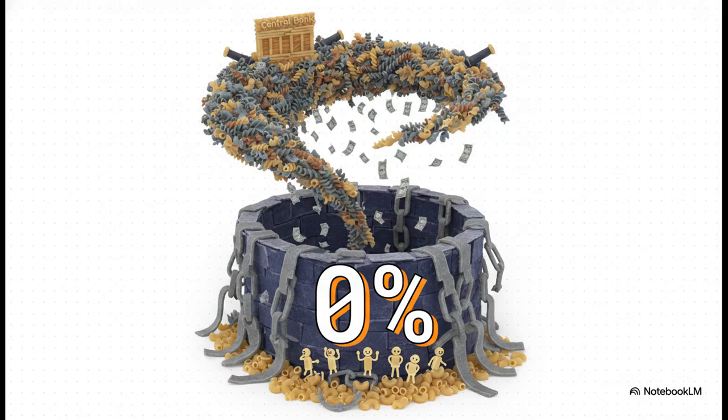And they have to take these extreme measures because of one terrifying mathematical limit: zero. Specifically, the zero lower bound. This is the reality that central banks simply cannot lower interest rates far below zero, leaving them practically powerless if the deflationary spiral takes deep root. Once borrowing costs hit rock bottom, traditional monetary policy completely runs out of ammunition. The central bank can no longer incentivize spending through rate cuts, leaving the economy totally stuck in the mud.